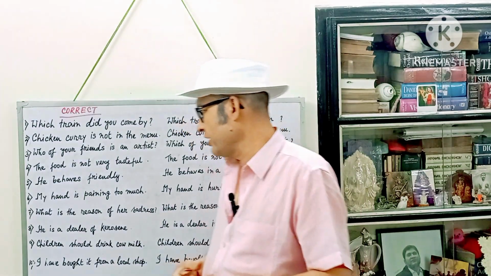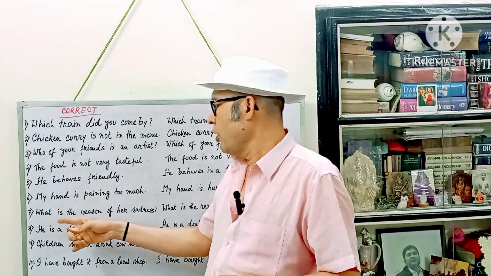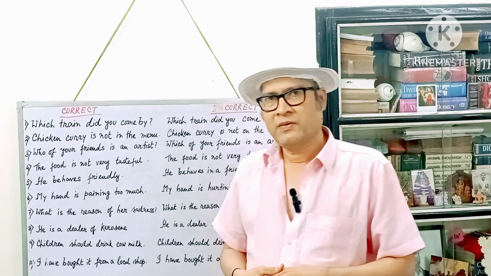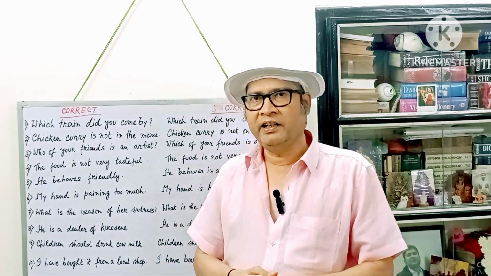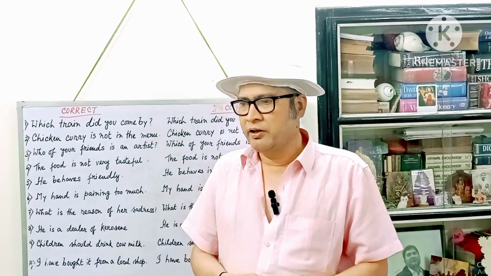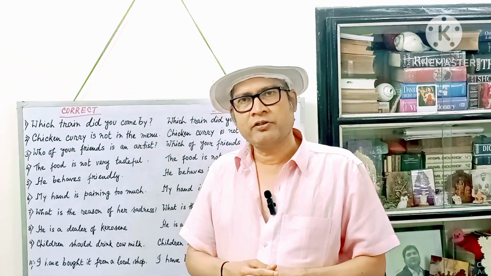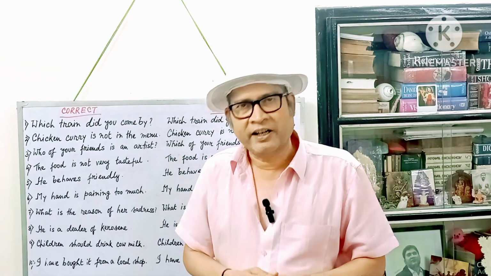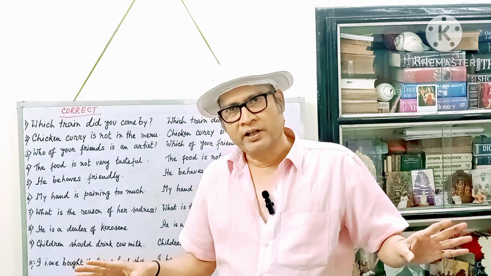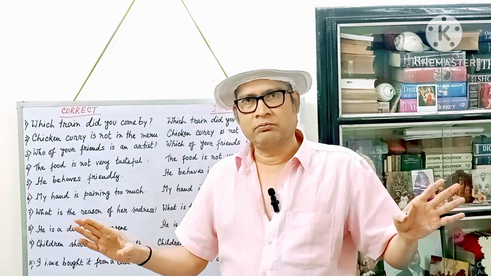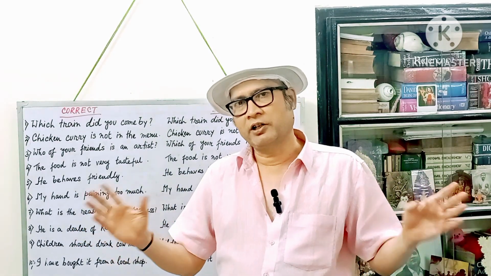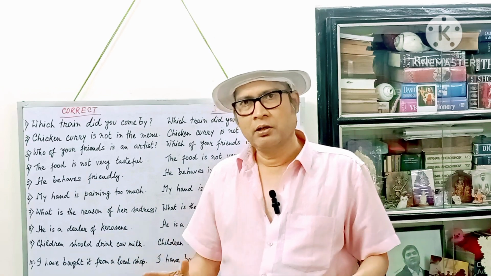Let's move on to the next sentence. And the next sentence is, what is the reason of her sadness? A particular girl is sitting sadly. So you are asking her friend, what is the reason of her sadness? Is it correct? Sense is clear. Your expression is absolutely clear. Even the listener can answer your question because the listener has already understood probably what you mean.